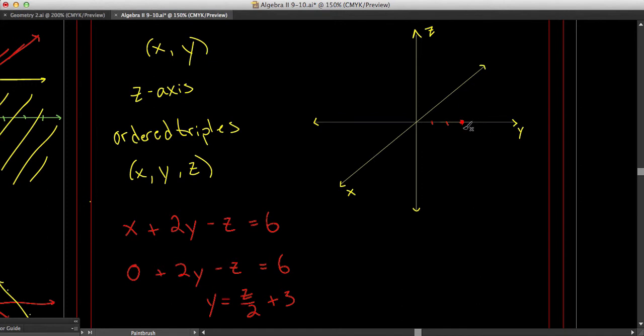So let's do that now. I have a point here at y equals 3, and then I'm going to have a point on the z-axis. If I go from this point here down to the z-axis at -6. And I'll explain in a moment why it's -6. So 1, 2, 3, 4, 5, 6. And then we can make a point.